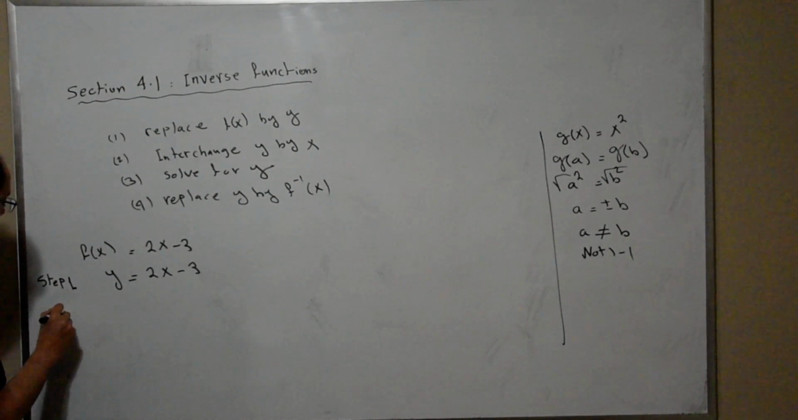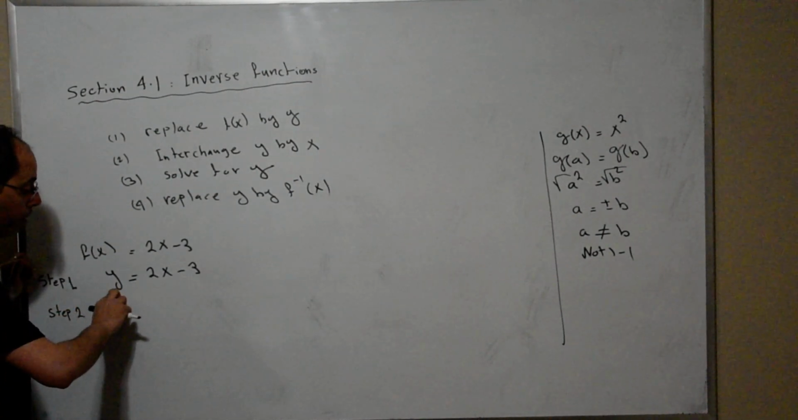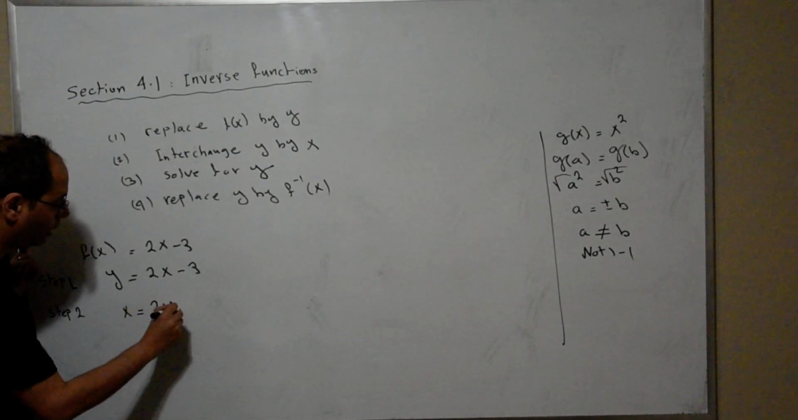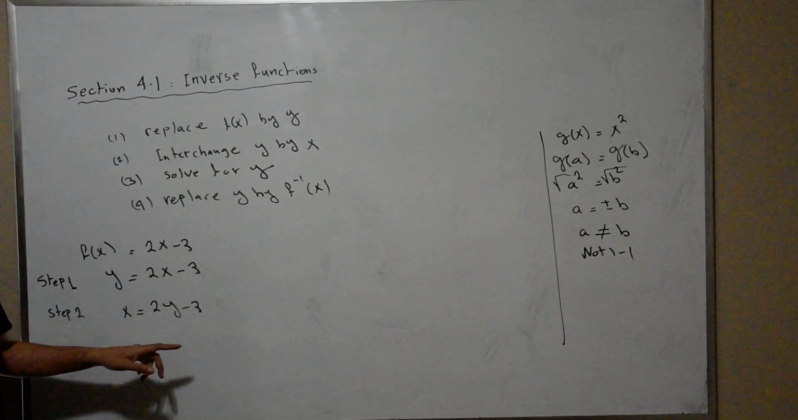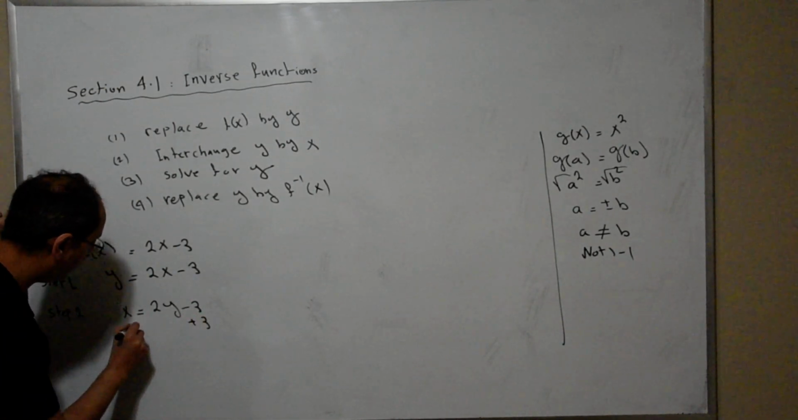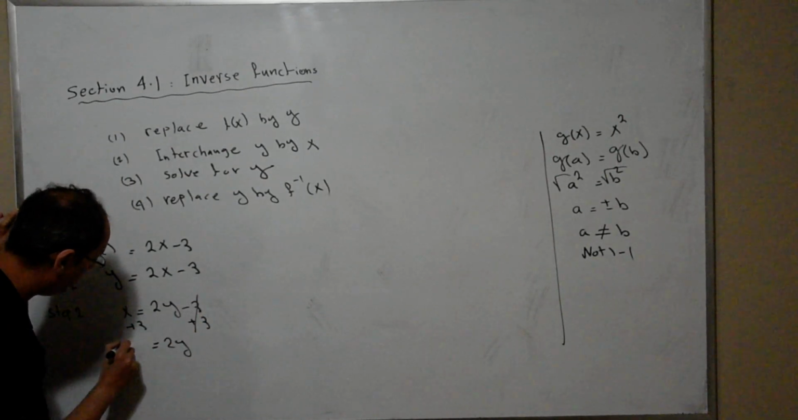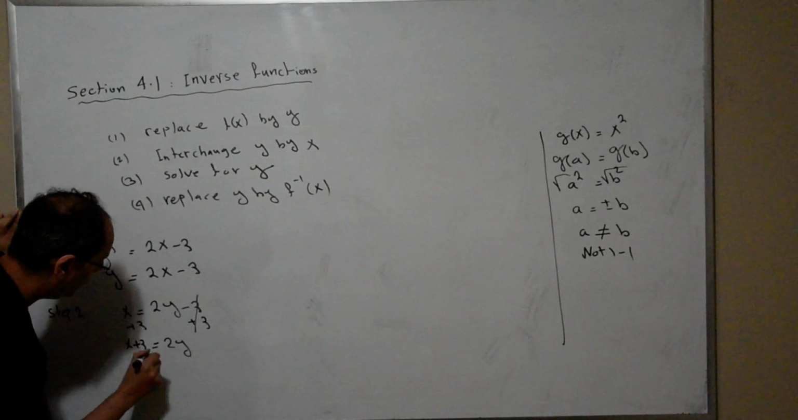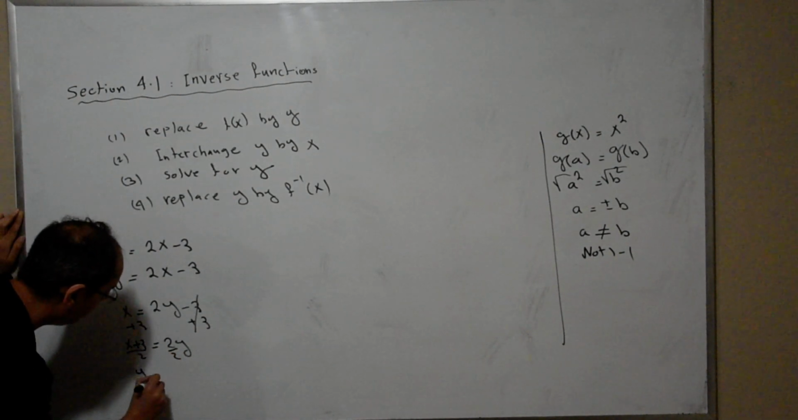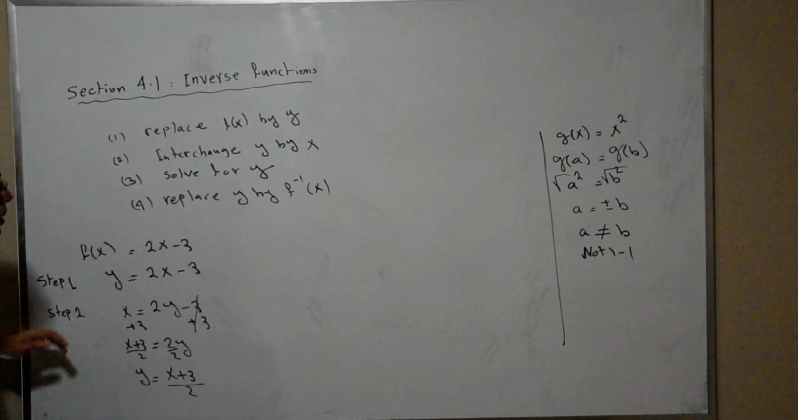Step two, I exchange or interchange y by x and x by y. So that would be x equals 2y minus 3. Step three is to solve for y. So I'm going to add 3 here. Add 3. So 2y is x plus 3. And divide by 2, divide by 2. So y equals (x plus 3) over 2.